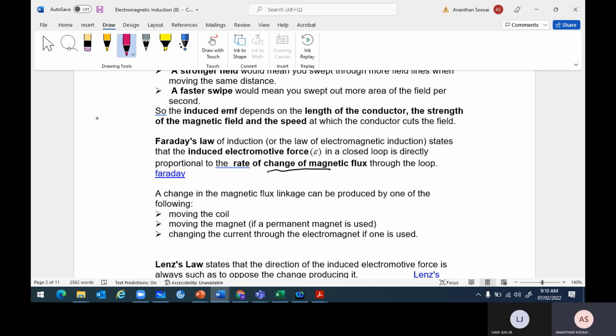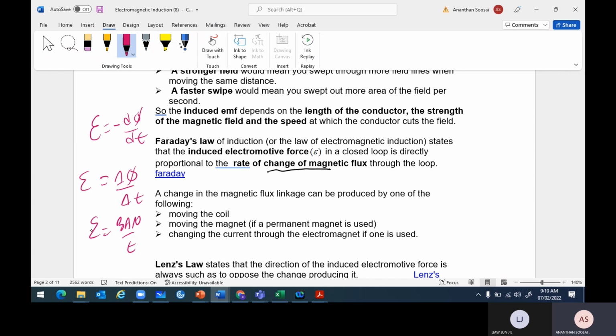So in formula, what is the formula? The EMF is negative d psi over dt, in terms of differentiation. You can say the change in magnetic flux linkage over time. So it's like BAN over the time, the EMF.